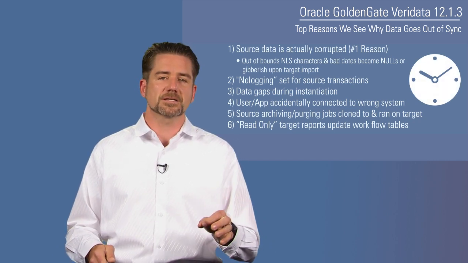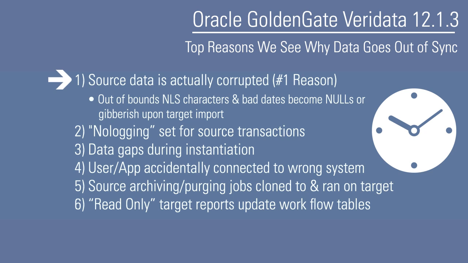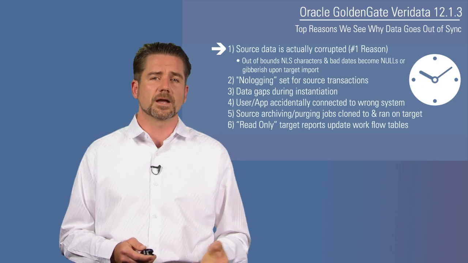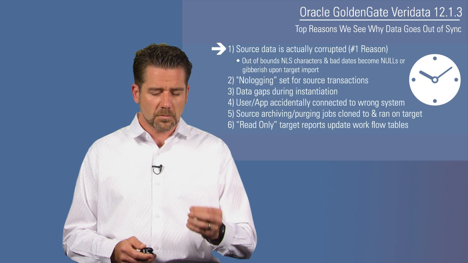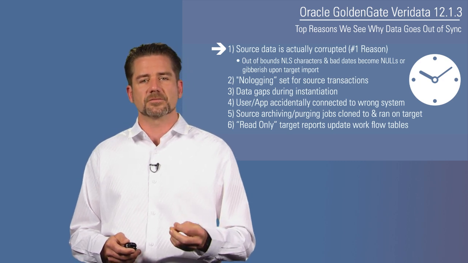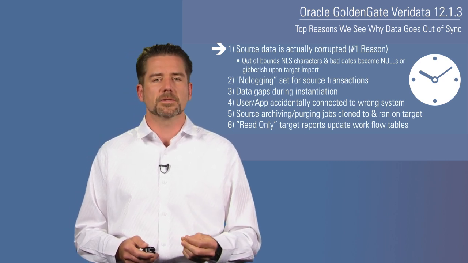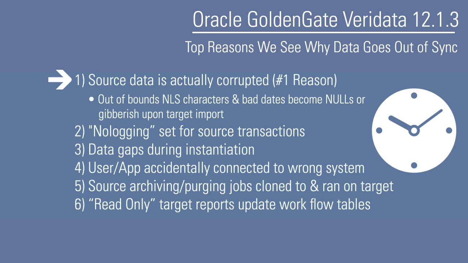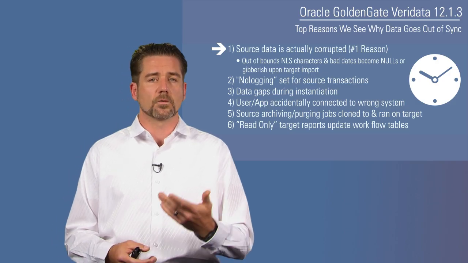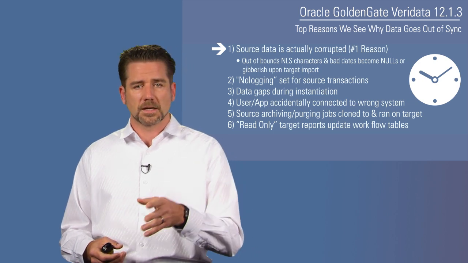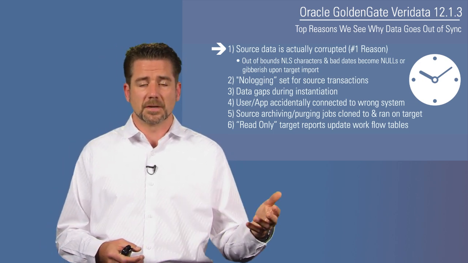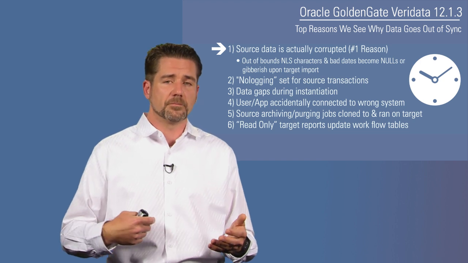I'll give you a top 6 list right now of why data goes out of sync. The number one reason why we see data going out of sync, and I've talked to hundreds of customers, done a lot of on-site implementations before I got into product management with GoldenGate, is that the data is actually already out of sync. The most common thing is that we put out of bounds characters into the data. With some databases, for Oracle example, if you set your client NLS lang setting to the same as the database, you can actually put in out of bounds characters.